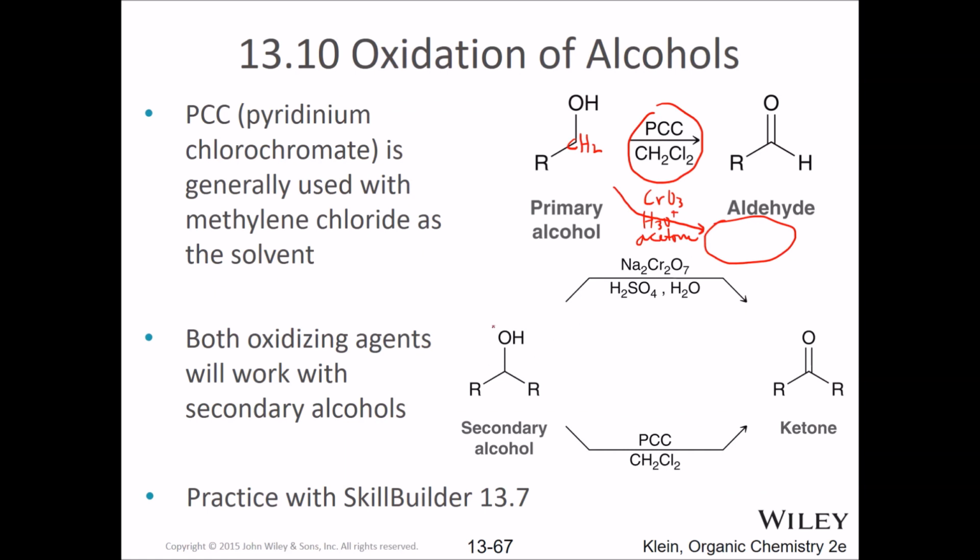Now, if I take a secondary alcohol and treat it with PCC, it's still going to go to the carbonyl compound, to the ketone. Why is it not going to go to a carboxylic acid?